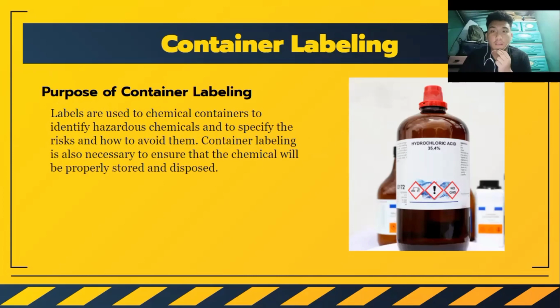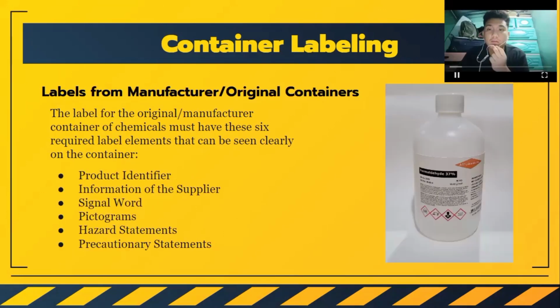Chemicals that are contained in a container must have a way to identify them. That's why labels are used to identify chemicals that are hazardous and its risk and how to avoid them. Labels are also necessary for a container to ensure that the chemical will be stored and disposed properly. When handling containers that have the original or manufacturer label of the chemical, the container must have these 6 required label elements that can be seen clearly.